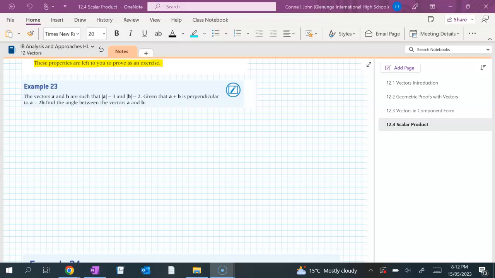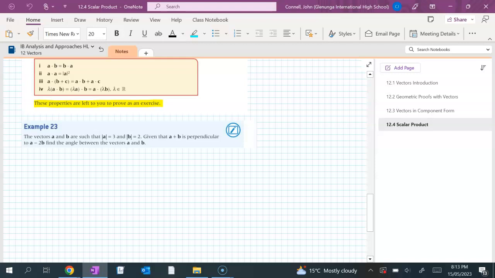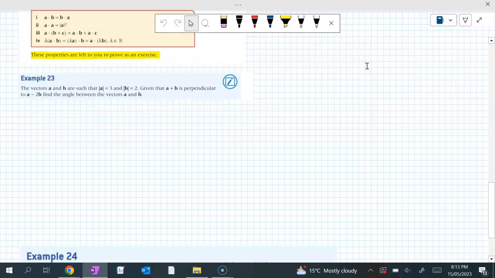Hi everybody, so in this video we're just finishing off two examples of using the scalar product, and the key thing in those examples, at least in the first one, is using these properties that we have at the top of our screen there.